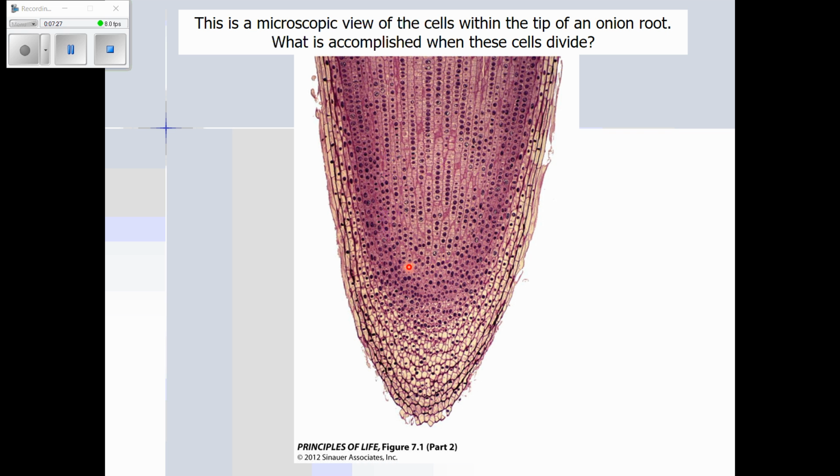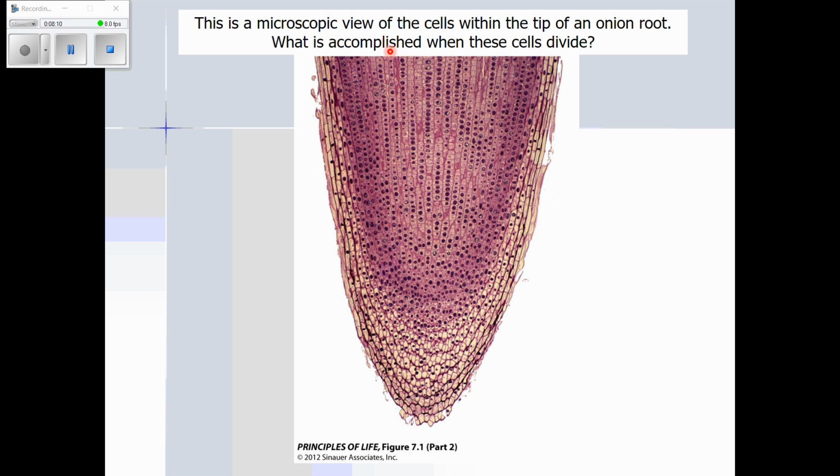You're looking at a microscopic view. This is approximately somewhere between 100 and maybe 200 times magnification of the very tip of an onion root as it grows through the soil. And we can see hundreds and hundreds of cells in this image. And right in this area where you see a lot of cells just densely packed together, this is called the meristem, or the meristematic tissue of the onion root tip. This is where lots and lots of mitosis cell division is taking place.